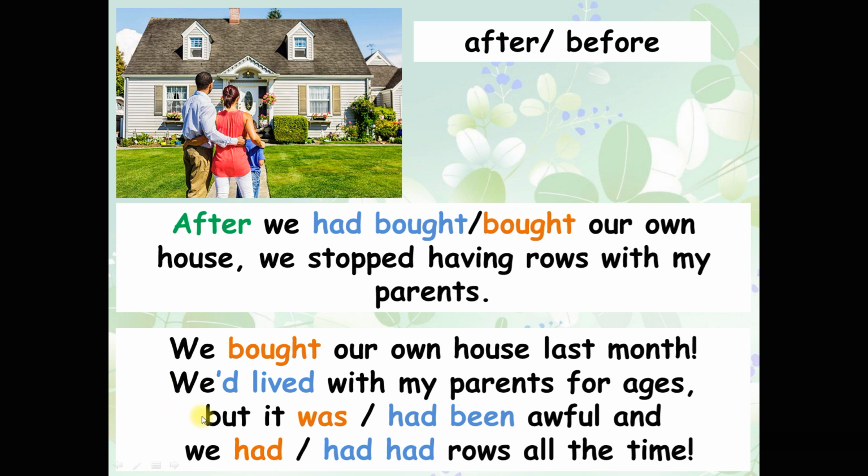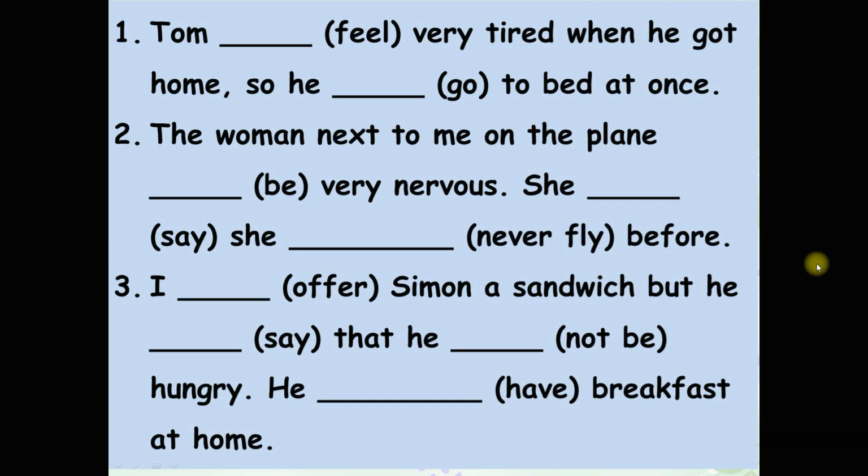And we can continue it using either the past simple or the past perfect. Both will be right. So look what you can say next. We'd lived with my parents for ages, but it was awful and we had rows all the time. Or, we'd lived with my parents for ages, but it had been awful and we had rows all the time. Now let's see if you can complete these sentences. I suggest you stop the video, open the brackets and use either the past simple or the past perfect.